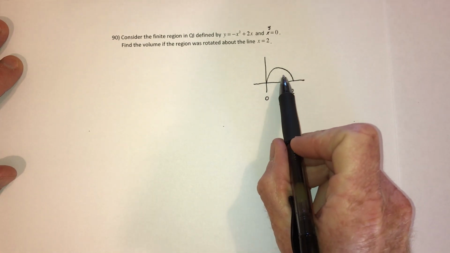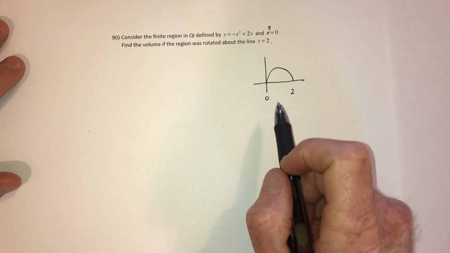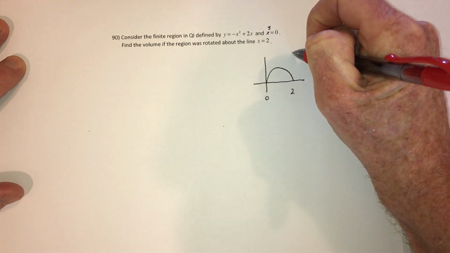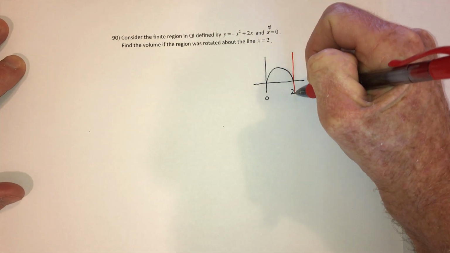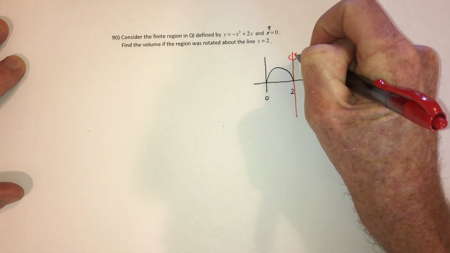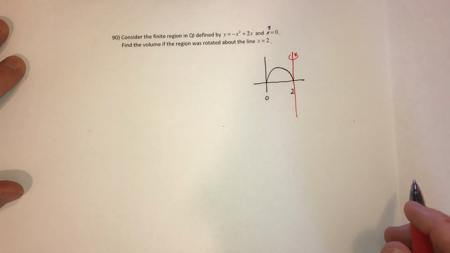So we're talking about rotating this region, but then rotated about the line x equals 2. So x equals 2 is this vertical line. Rotate it about that line.